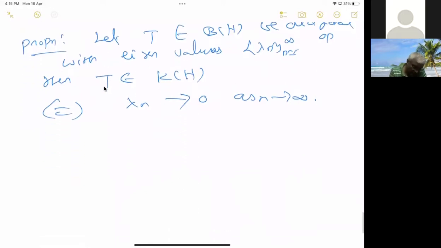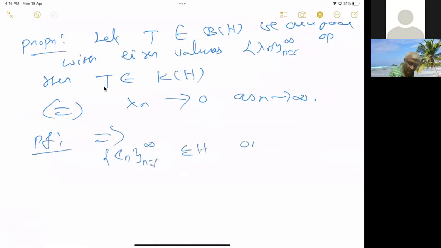Anyway, so this is what we want to prove. If you have a diagonal operator, it is compact if and only if lambda n goes to 0. And one way should be clear. That's because we have already seen that for any orthonormal basis, en contained in H, we are assuming that it's a diagonal operator.